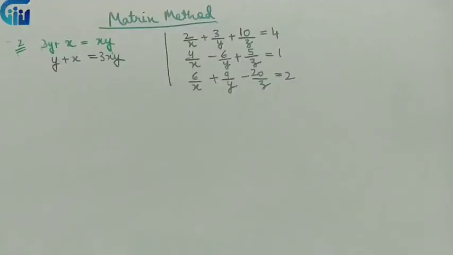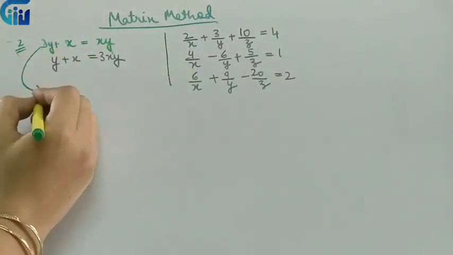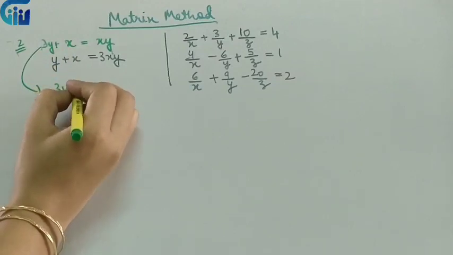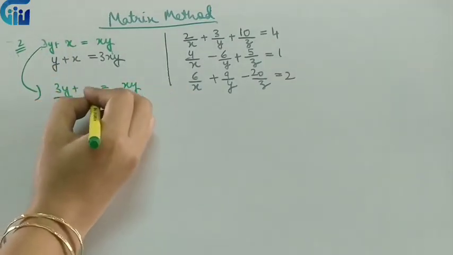Next we have these type of questions where it is written like 3y plus x is equal to xy and y plus x is equal to 3xy. And the question says you have to solve it by matrix method. So what you would do is, we don't have these type of terms. So what I'll do is, I'll change my question. What we will do is, we will divide both the sides by xy.